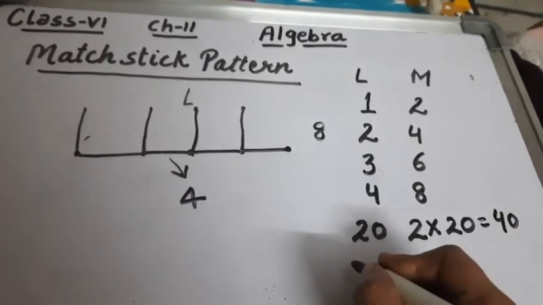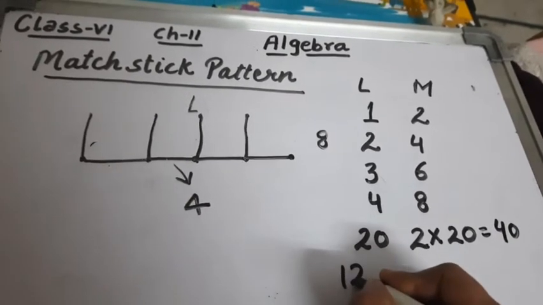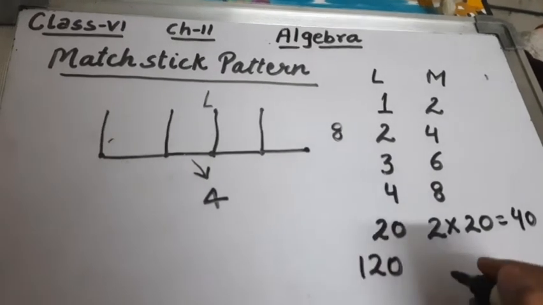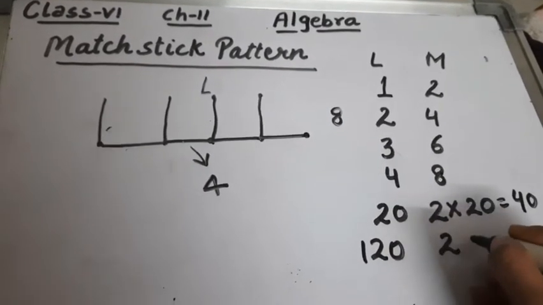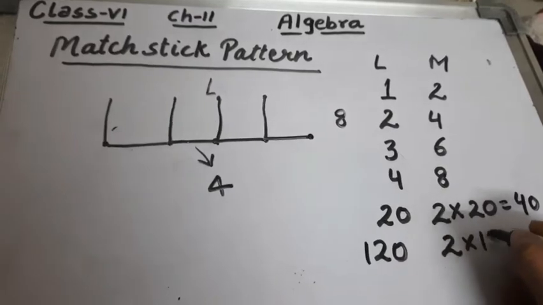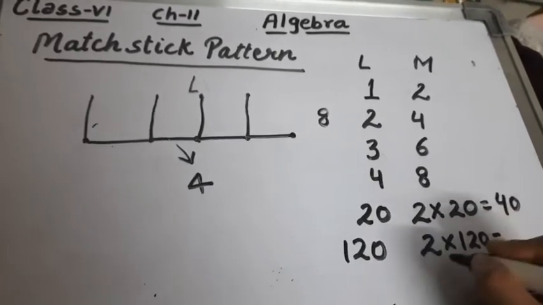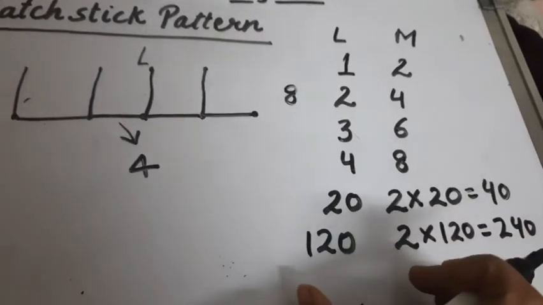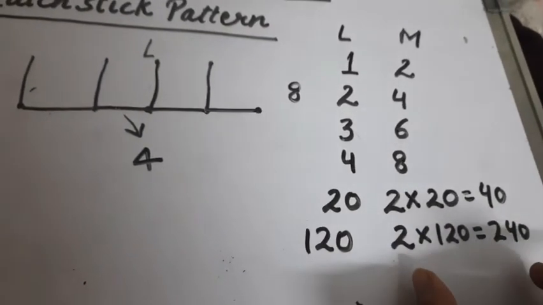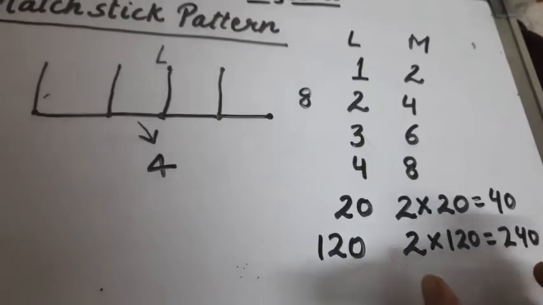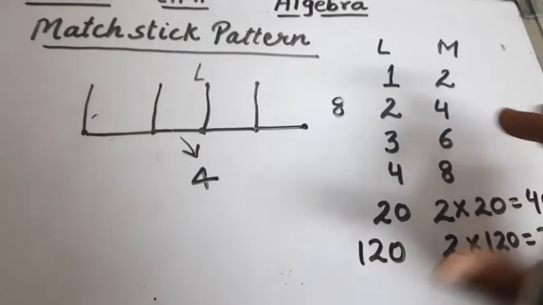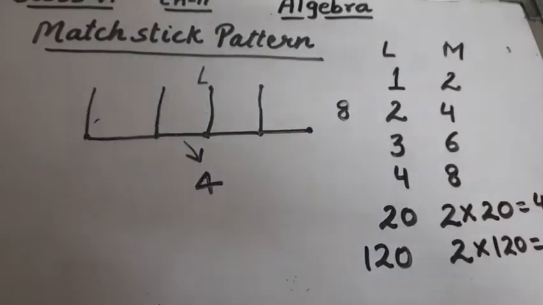If I have to make 120 L's, then how many matchsticks will be required? I'll multiply it by 2. 12 twos are 24, so 240. So for making 120 L's, 240 matchsticks are required. So we have generalized a rule here.